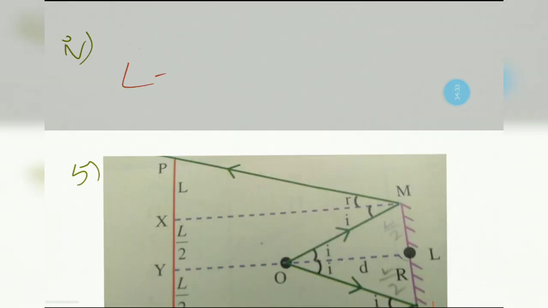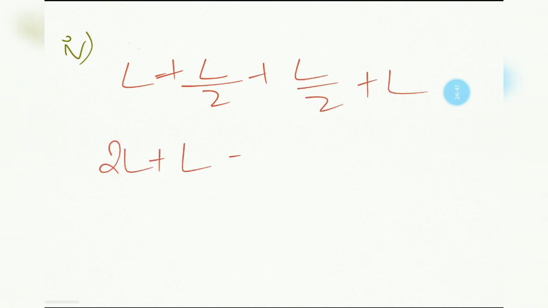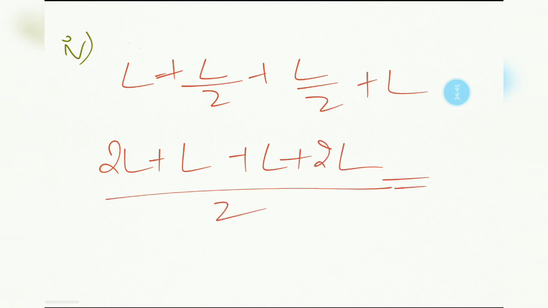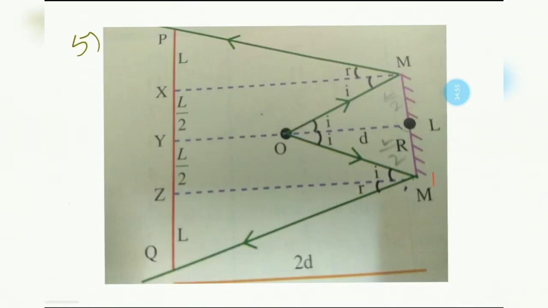First, I'm going to find the height of the person. L by 2 plus L by 2 plus L. So I'm finding the LCM: 2L plus L plus 2L by 2. So that is 2L, 4L, 5L, 6L. 6L by 2 is nothing but 3L. So up to what maximum extent he can see, that is 3L. That's it. Height is 3L. Only up to that maximum extent he can see. So that is option B.